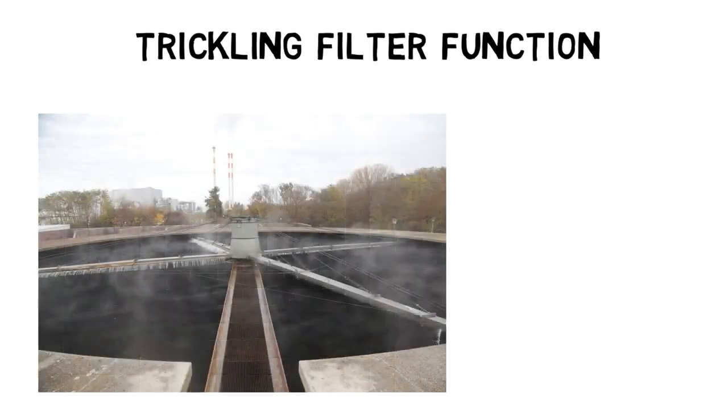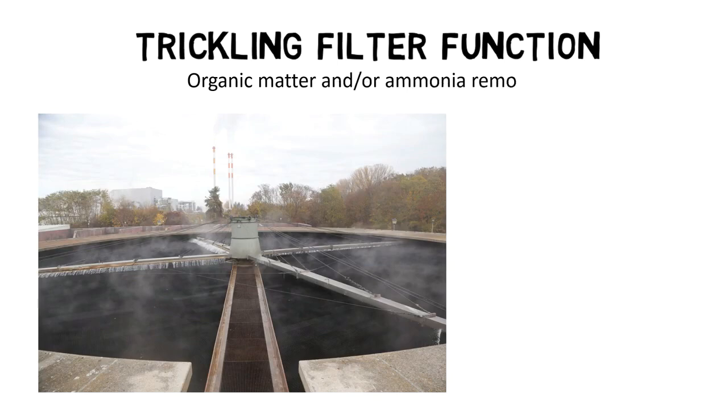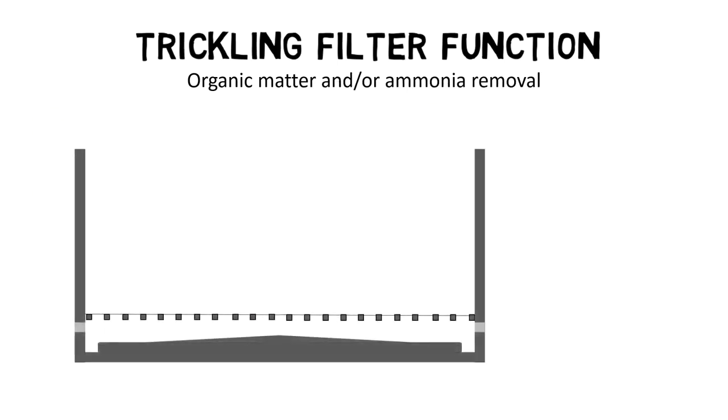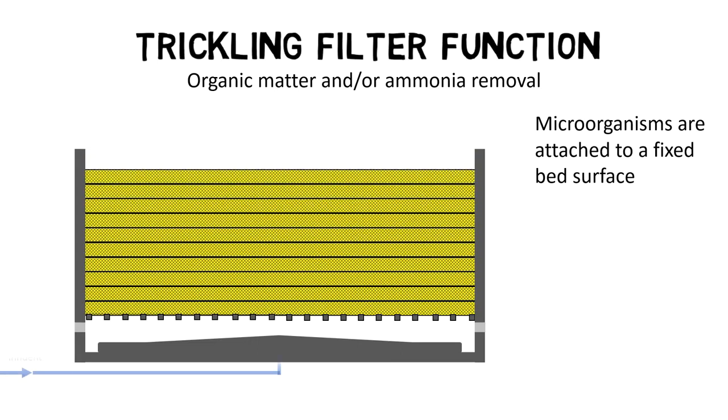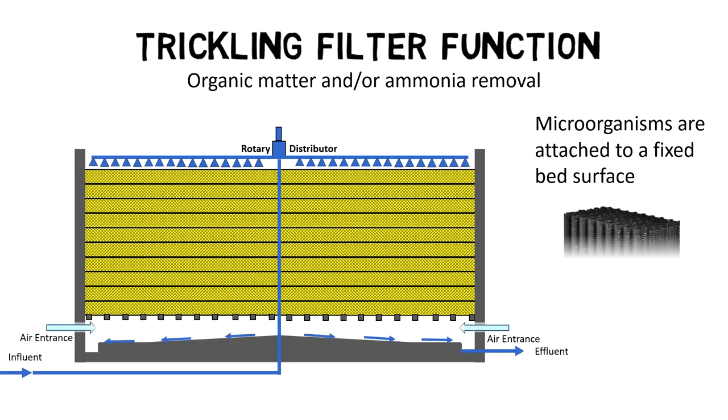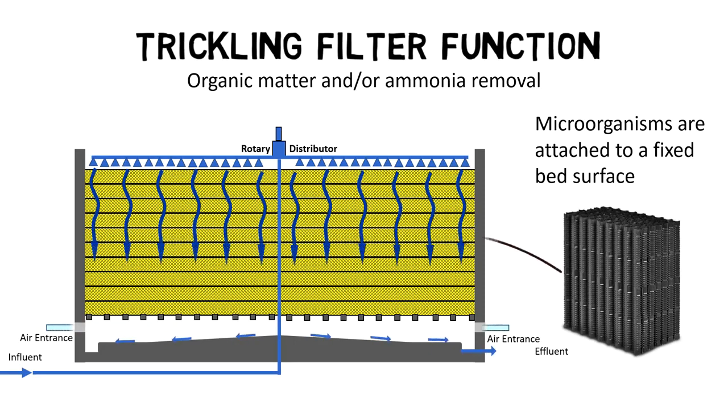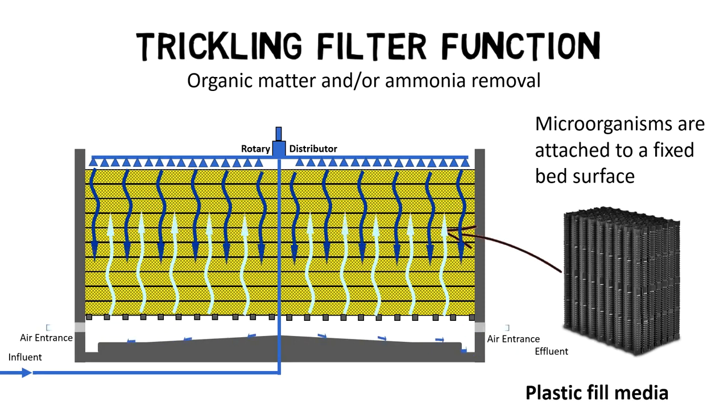Trickling filters are biological reactors within wastewater treatment plants, which are used to remove organic matter and/or ammonia from wastewater. Compared to the activated sludge process, the microorganisms are not suspended in the mixed liquor, but they are attached to a fixed bed surface. Nowadays, the fixed bed surface is usually provided by structured plastic fill media, but in the past, rock, gravel, and hardwood was also used.